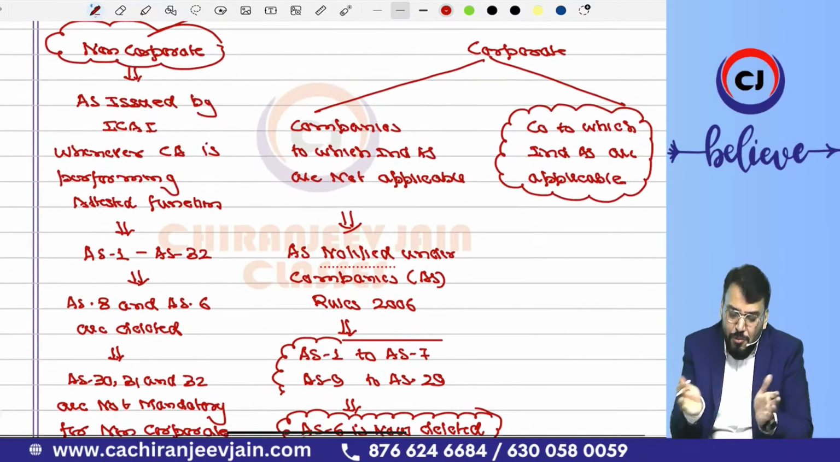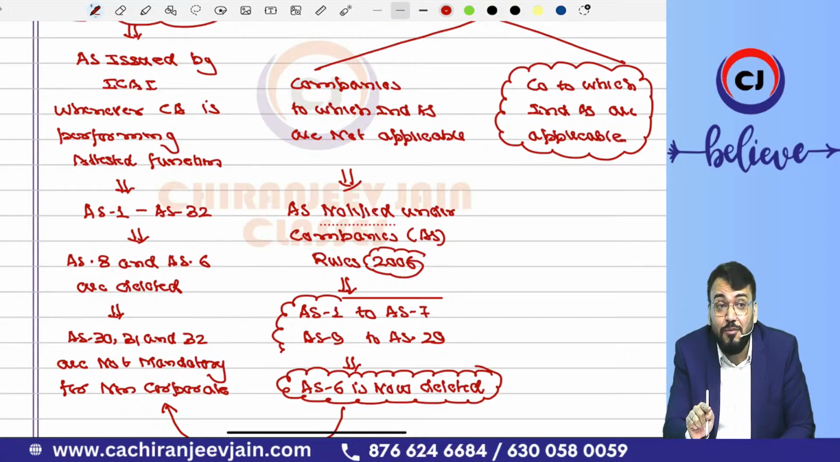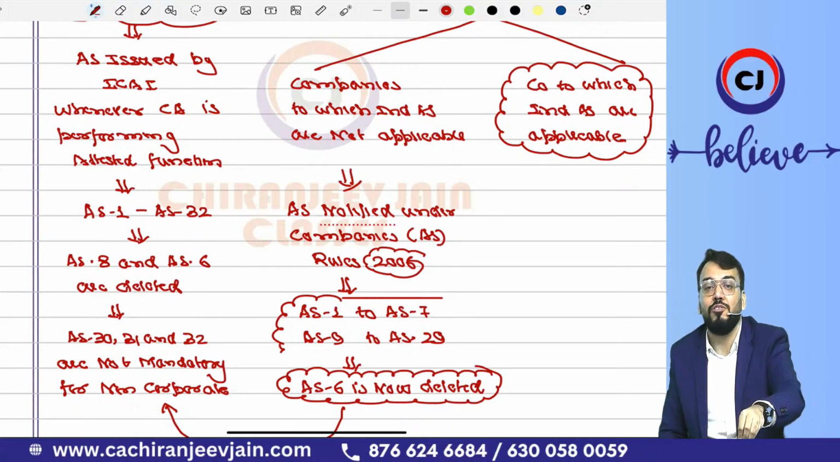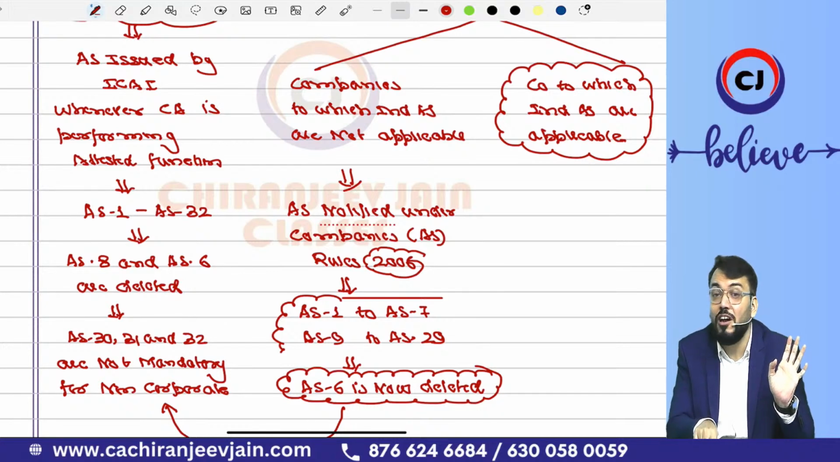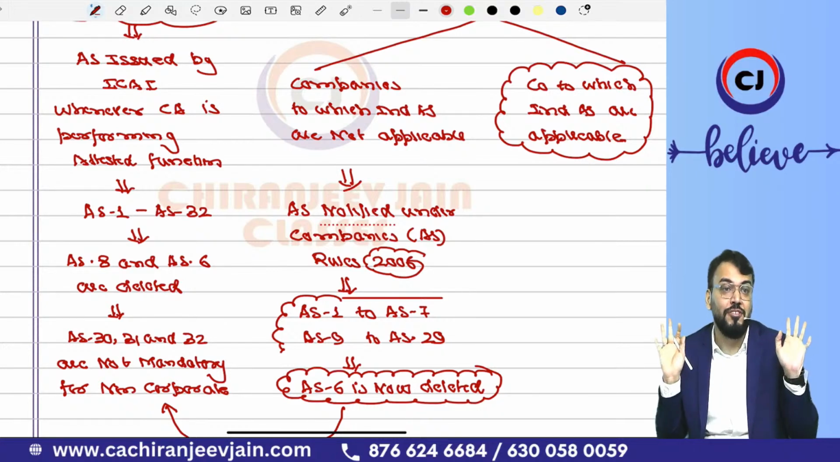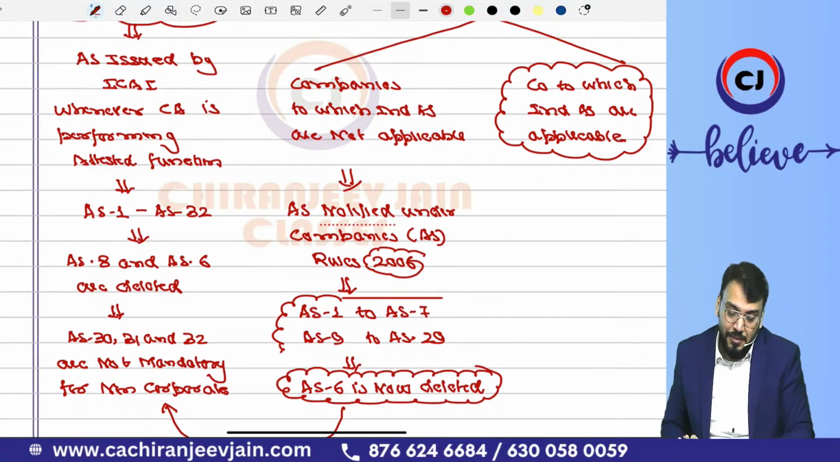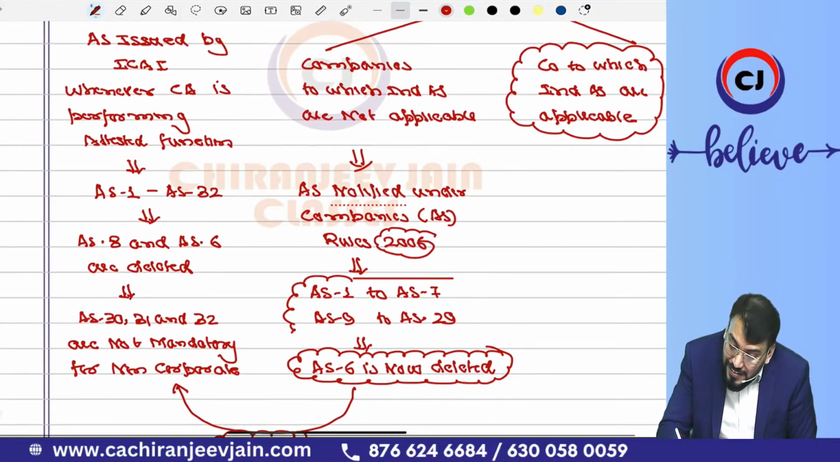Actually, after 2006, AS 30, 31, 32 were issued by ICAI, which were never notified under the Companies Accounting Standard Rules, and therefore they are not applicable to these companies. Got this point? Correct? Yes, sir? Yes, sir.